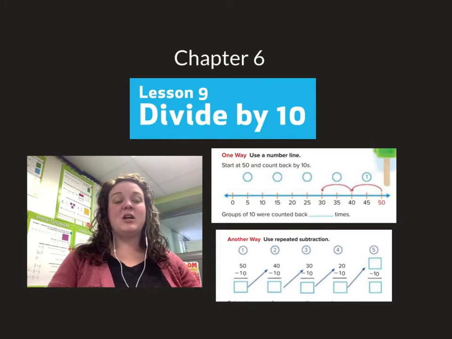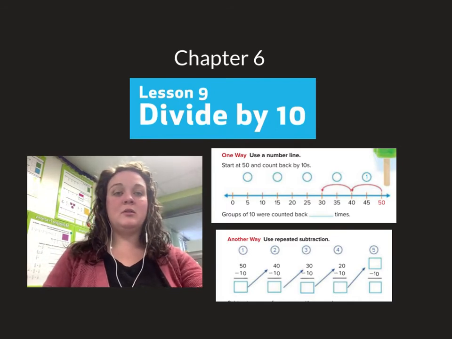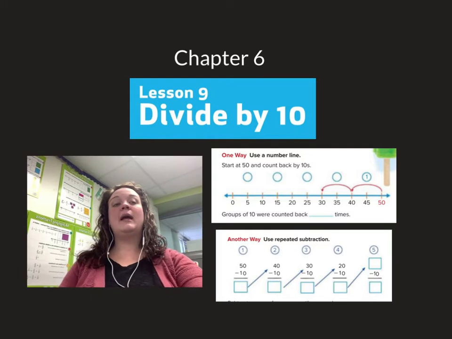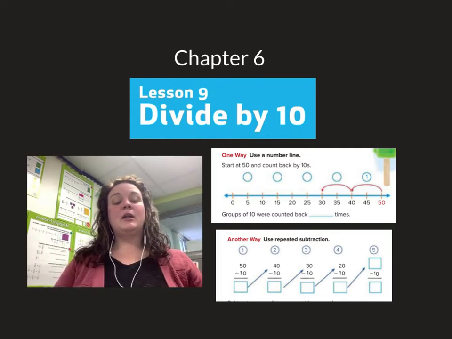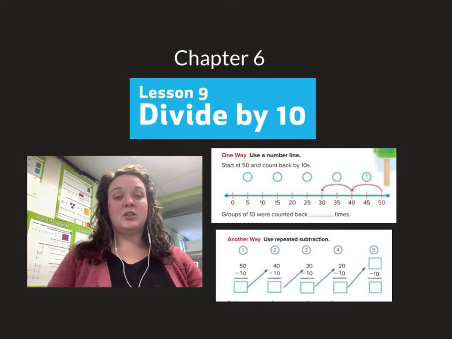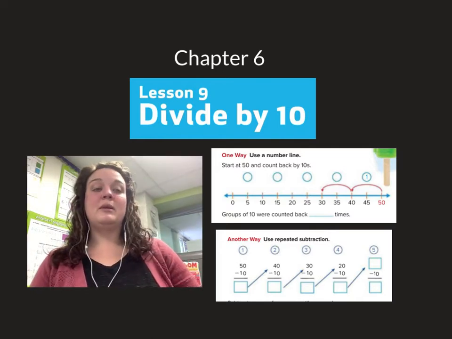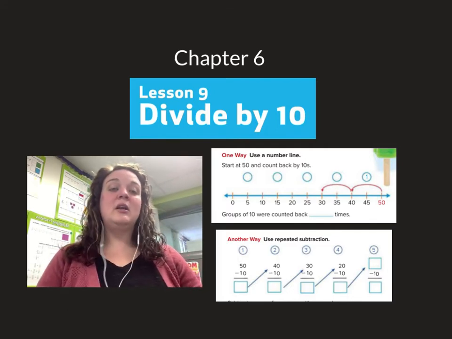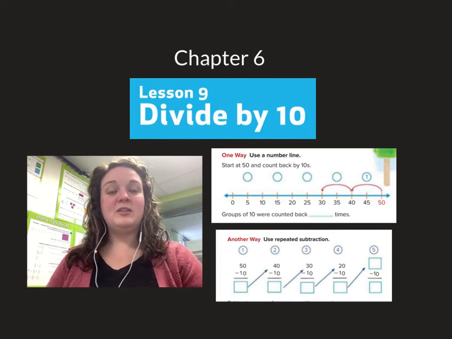Today we're going to be talking about dividing by 10. I included a couple examples of things we're going to be looking at, like counting on a number line, counting backwards on a number line. And then we can also use repeated subtraction for division, just like we can use repeated addition for multiplication. So let's jump right in and do some examples.